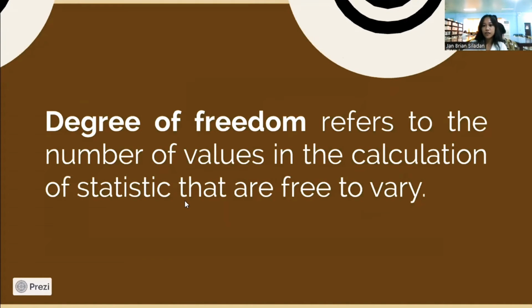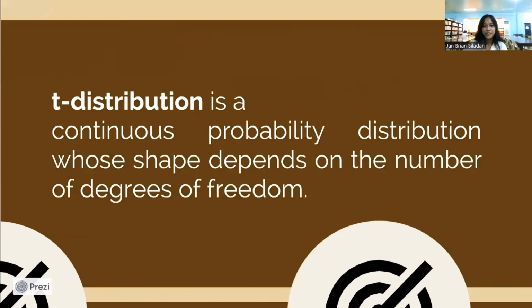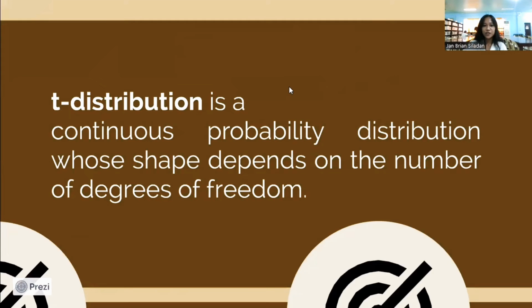Degrees of freedom refers to the number of values in the calculation of a statistic that are free to vary. The t-distribution is the continuous probability distribution whose shape depends on the number of degrees of freedom.